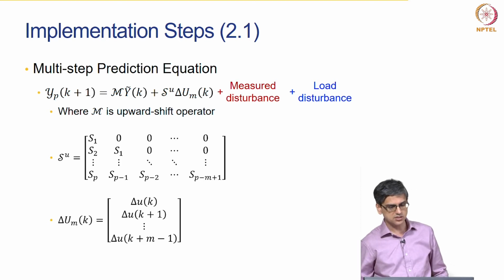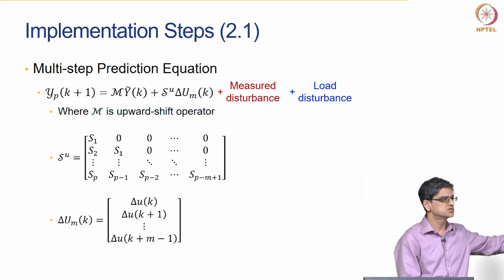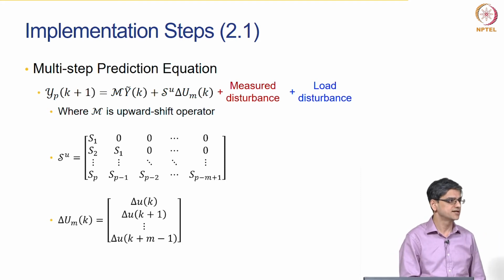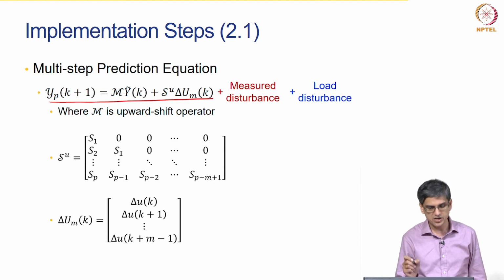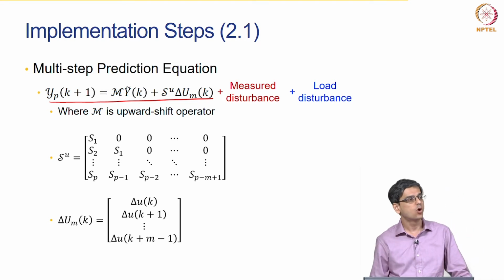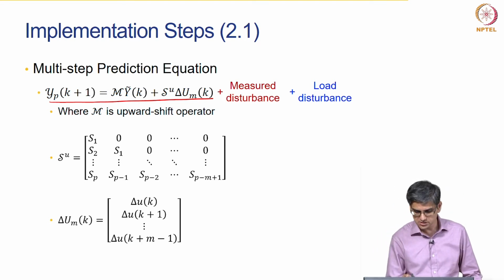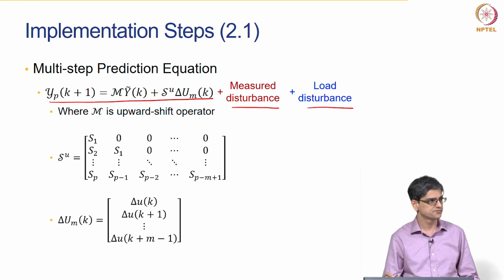Next, and again these numbers that you will see, 1, 2, 3, 4, 5, are basically relating to those numbers that you saw on 2 slides previously. Okay. This is the multi-step prediction equation. This is the prediction equation that we have talked about in the previous module. What I have not talked about is measured disturbances and unmeasured disturbances.